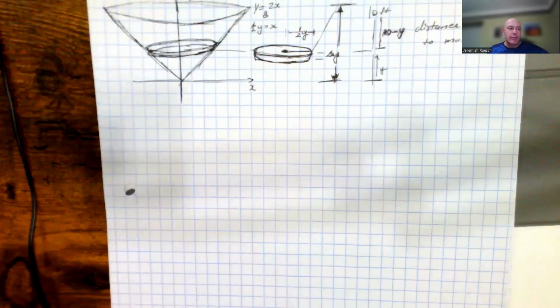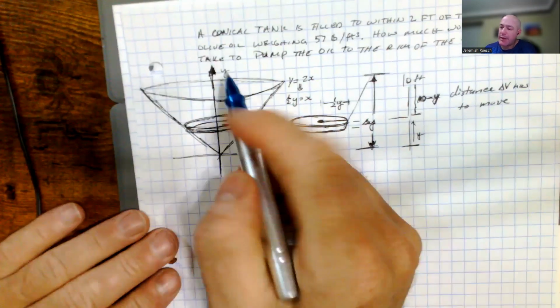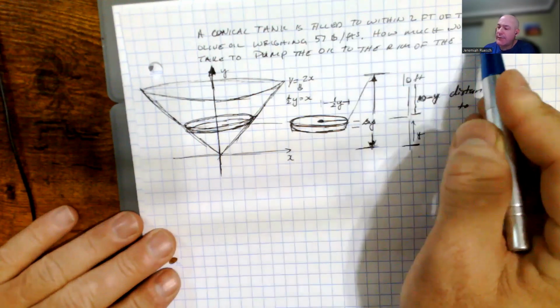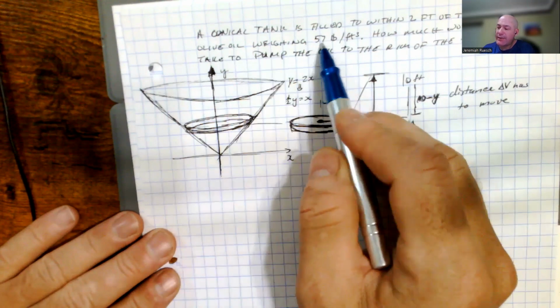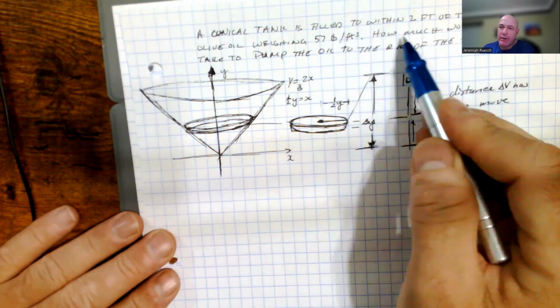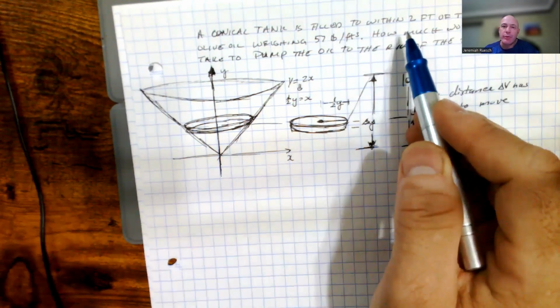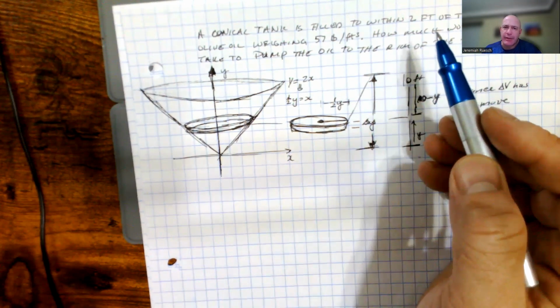And so here, our problem that we're going to consider is the following. So the canonical tank is filled to within 2 feet of the top with olive oil weighing 57 pounds per cubic foot as its density. How much work does it require to move or to pump the oil to the rim of the tank? Okay, so that's the setup or the thinking about the question.